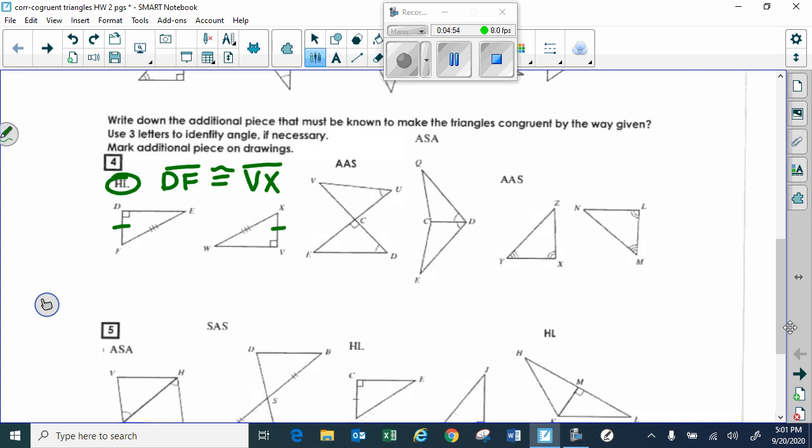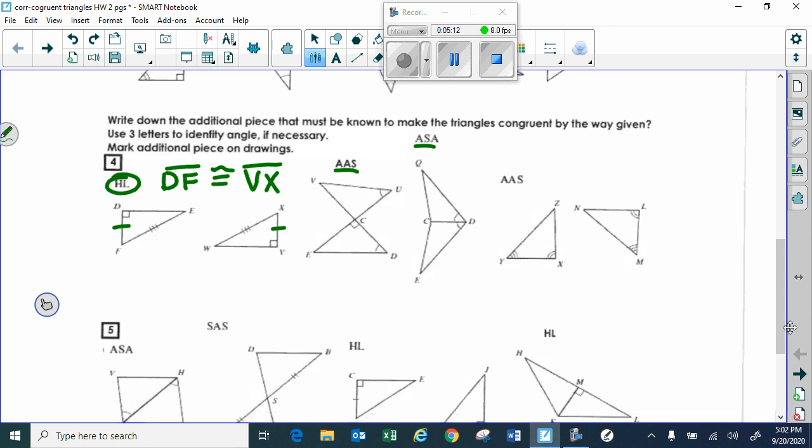Okay, so it tells you by which way it must be done. AAS, for example, in this one, or ASA in that one. Now remember, on some of these, you can get a free piece. That free piece does not count as the additional piece that they must give you.